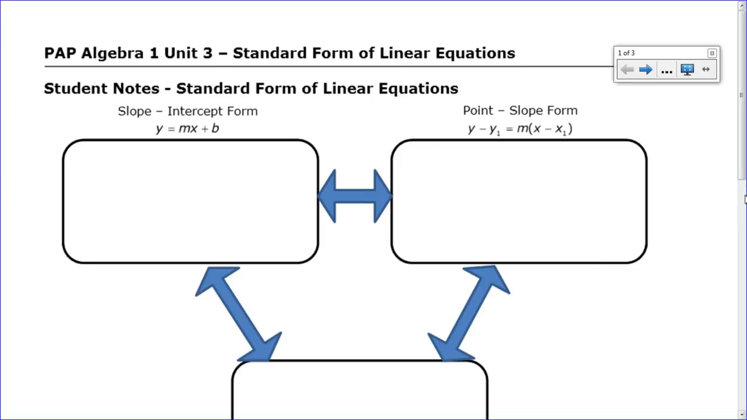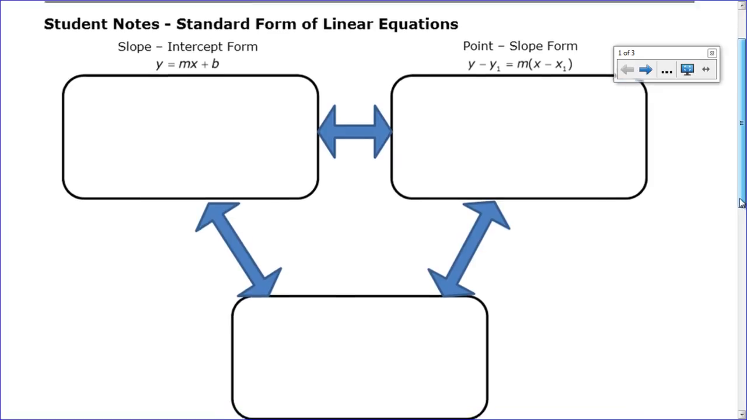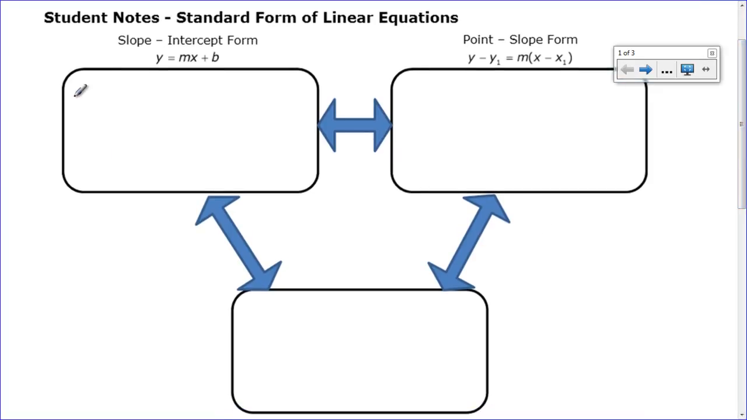You have this pretty little diagram on the front that goes through all of the forms, and so slope-intercept form we remember is y equals mx plus b, where m is the slope and b is the y-intercept. And we use slope-intercept form whenever we want to graph something on our calculator. Whenever we're given the slope and the y-intercept, that's the one that we use the most often.